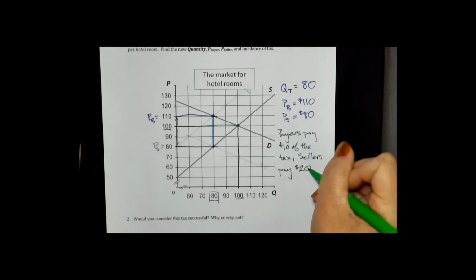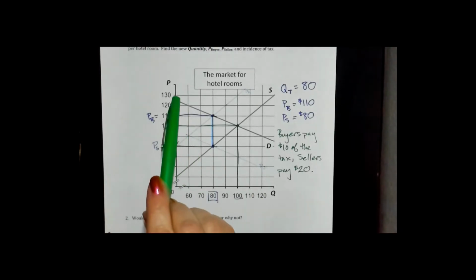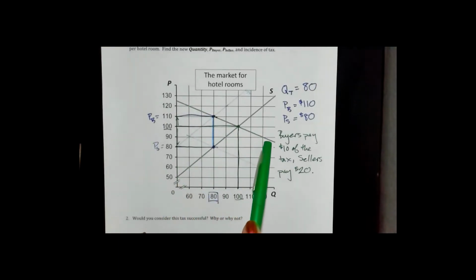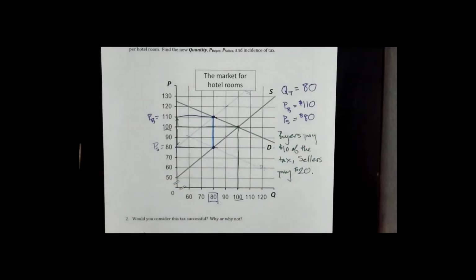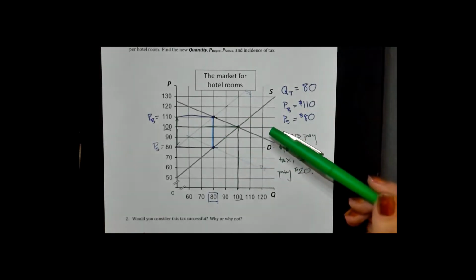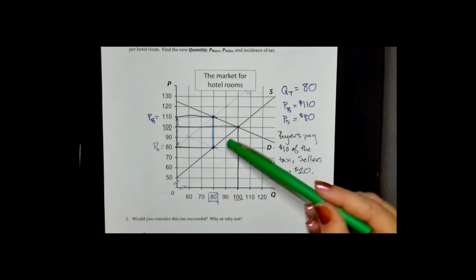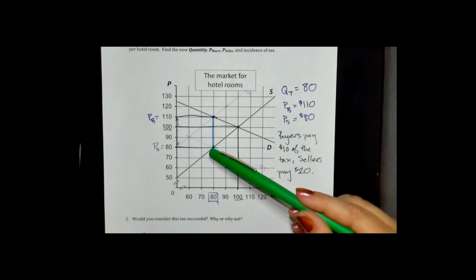So that's the incidence. And that comes from those relative elasticities, right? We can think about hotel rooms being a luxury good. That demand curve is relatively flat. So consumers see the price of hotel rooms go up and they can say, I don't need a hotel room. Sellers, on the other hand, they have that hotel. They need to sell those hotel rooms to make money, so they can't leave the market as easily, so they bear the incidence. They pay the majority of the tax.